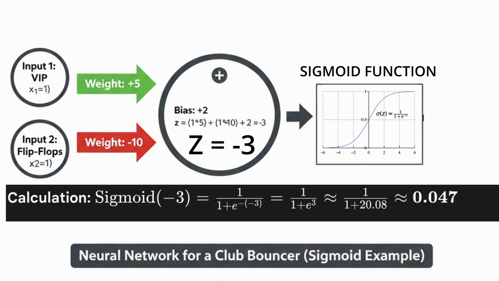Plugging it in gives, so the approximate final output is 0.047, or 4.7%. That means there's only a 4.7% chance this person gets in. Even though they are a VIP, the hatred for flip-flops outweighed everything. The bouncer/neuron outputs a no. That's the sigmoid function in action. It turns raw scores into probabilities that guide decisions.